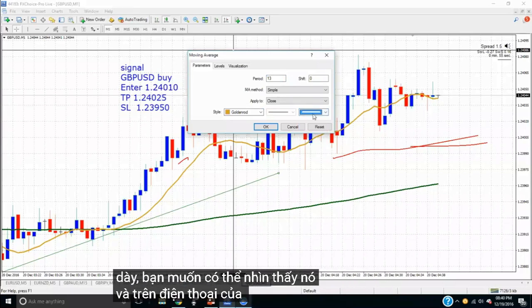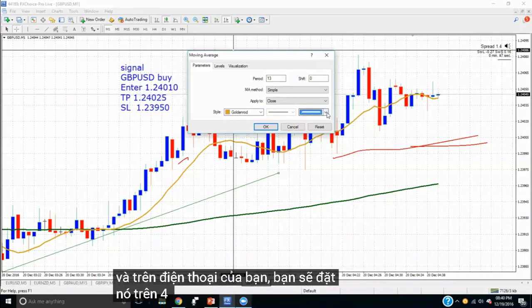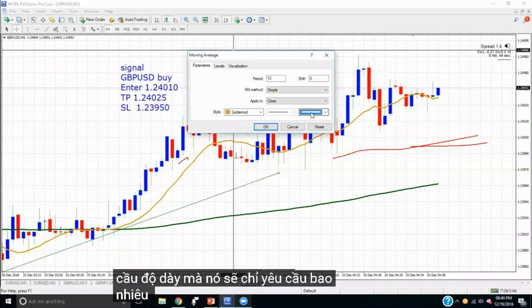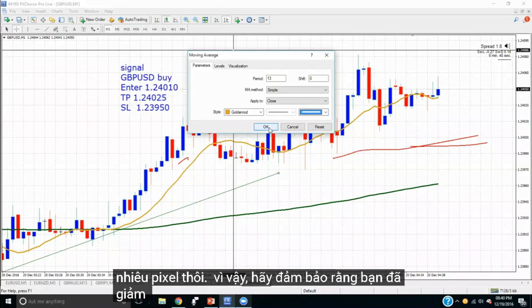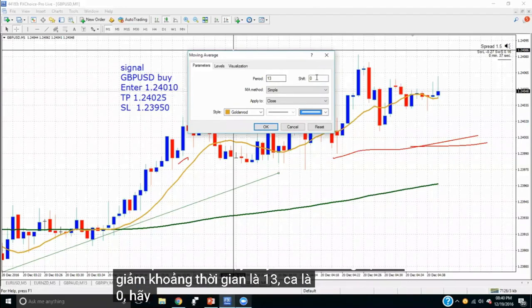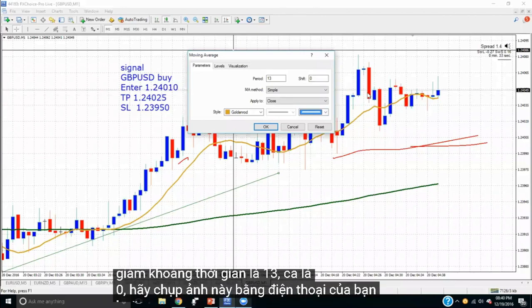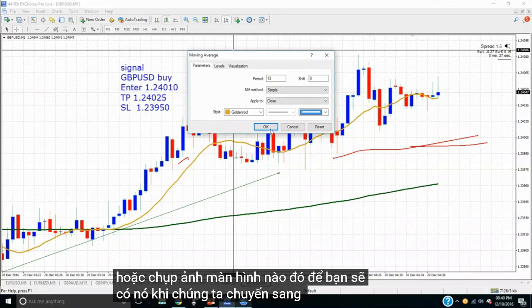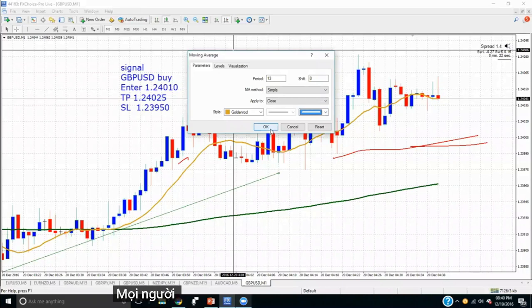And also on your phone, you're going to put it on 4 pixels because it doesn't ask for the thickness. It'll just ask for how many pixels. Okay? So make sure you've got that down. The period is 13. The shift is 0. Take a picture of this with your phone or something. Screenshot it, so you'll have it when we switch over to phones. All right, everybody got that?